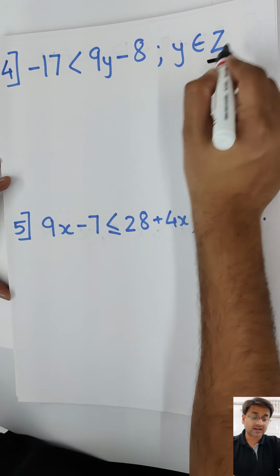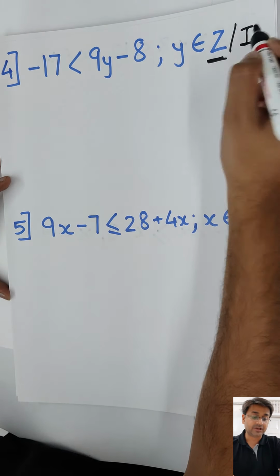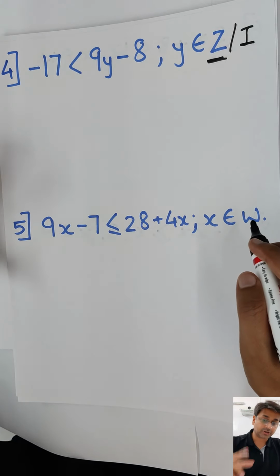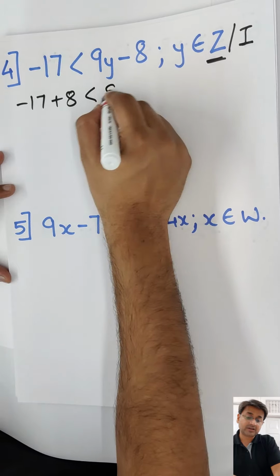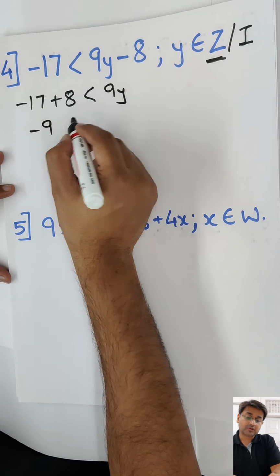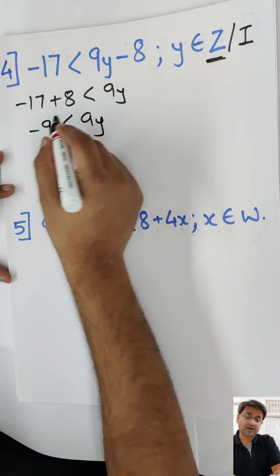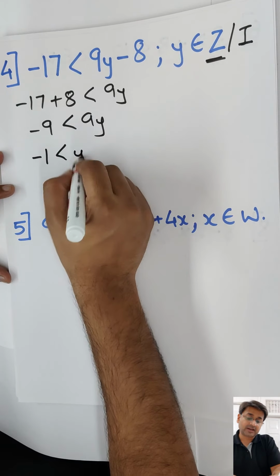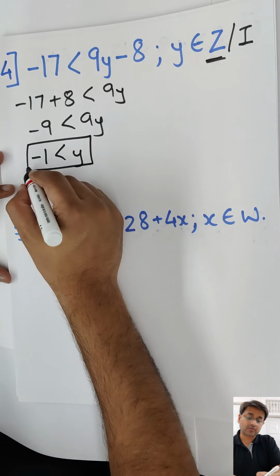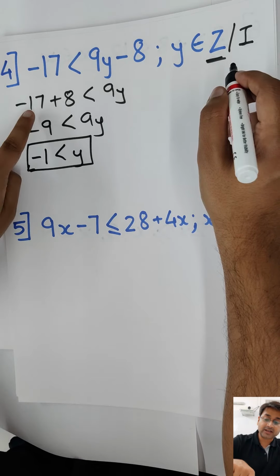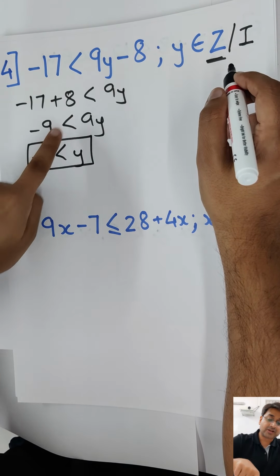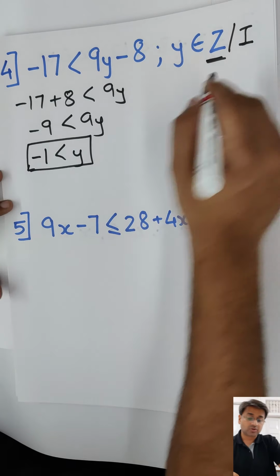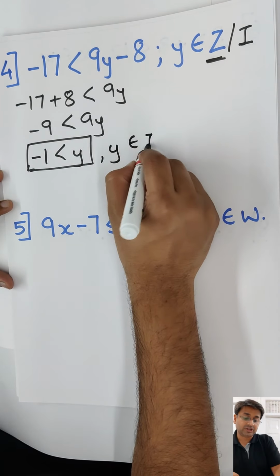Let's go with the next one, sum number 4. Y belongs to Z. Z is nothing else but I, integers. All the best. Come on your own. So minus 17 plus 8 less than 9y. So minus 9, 9y. 9 gets cancelled, so minus 1 less than y. I hope I have not done any mistake. Minus 17 and this becomes plus 8. So 9 plus 8, 17. Perfect. So y belongs to integers.